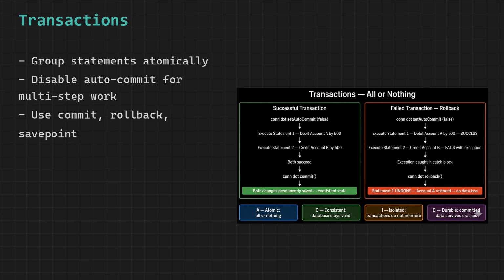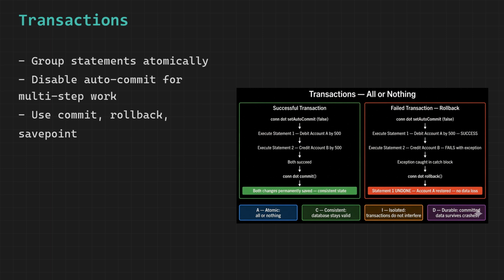Transactions are one of the most critical concepts in database programming. Consider a bank transfer. You need to debit one account and credit another. These are two separate SQL update statements. What happens if the first succeeds but the second fails because of a network error or a constraint violation? You have taken money from one account but not delivered it to the other. Money has vanished. The database is now in an inconsistent state.